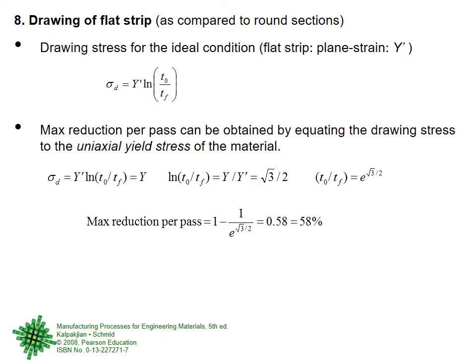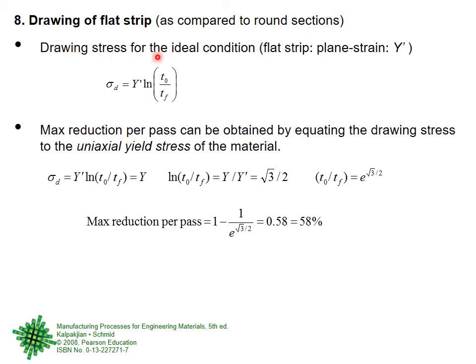Drawing of a flat strip. Remember, this is now totally different. Until now we were doing round, circular cross sections, whether it is a solid rod, a very thin solid rod which is a wire, or a hollow rod which is a tube. They are all circular cross sections. But if we are doing drawing on a flat strip, a rectangular piece, we are trying to pull it through the die by drawing, right? So now, drawing of flat strip as compared to round sections.